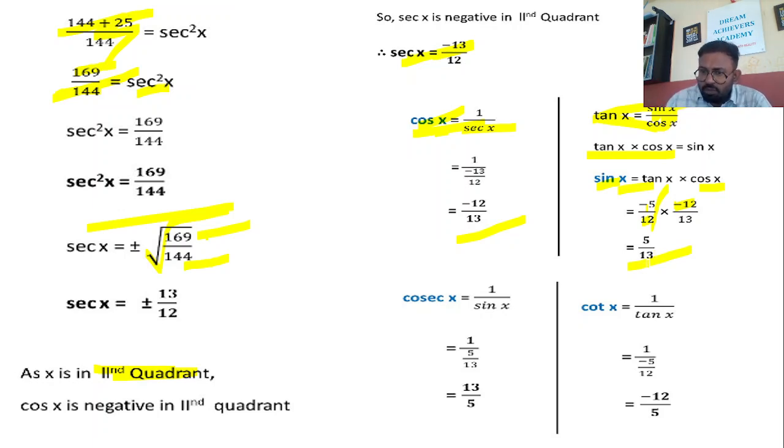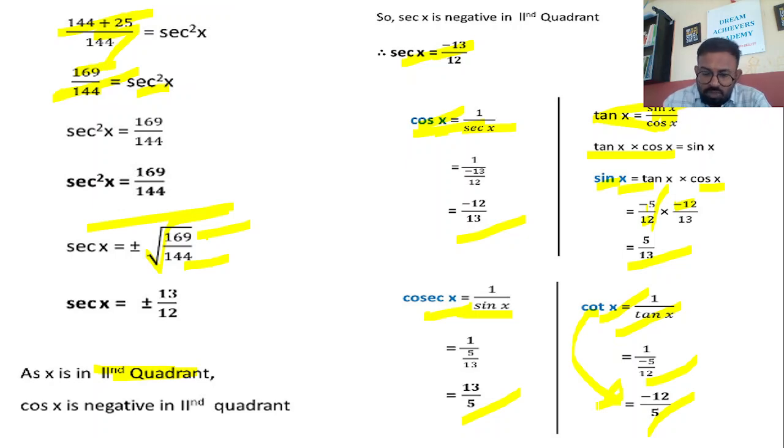Now after knowing sin x, the reciprocal of sin x is cosecant x. So cosecant x can be written as 1 by 5 by 13, that is nothing but 13 by 5. After knowing tan x, which is given, I can easily find cot x. Cot x is the reciprocal of tan x. So 1 by minus 5 by 12 is minus 12 by 5. Cot x value is minus 12 by 5.